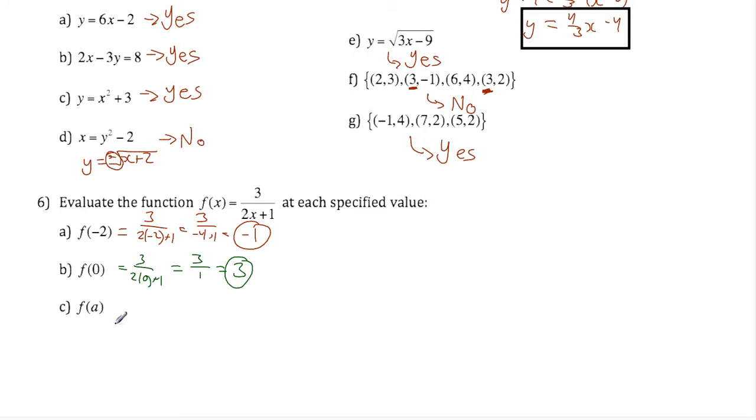And finally, we have f of a. That's just 3 over 2 times a plus 1. Wherever you have an x, you replace it with that value. And so we have this. It should be an a. It's a really ugly a.